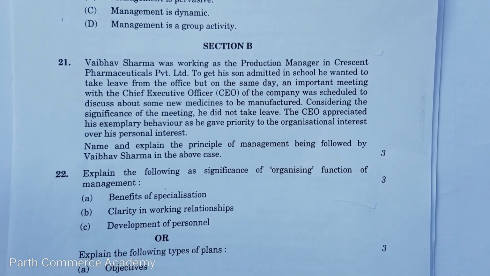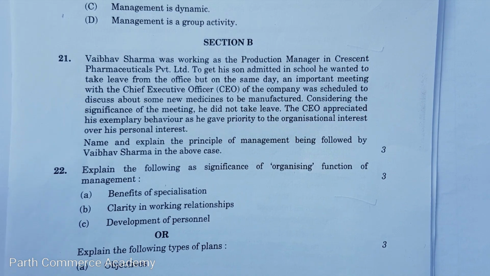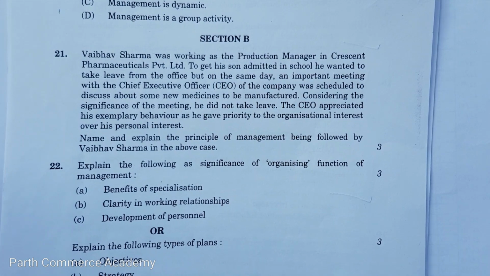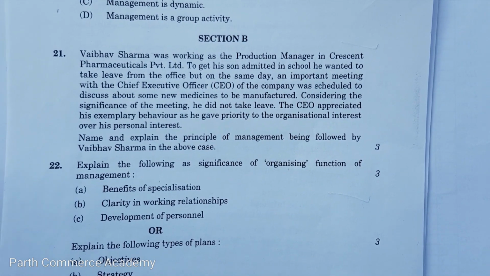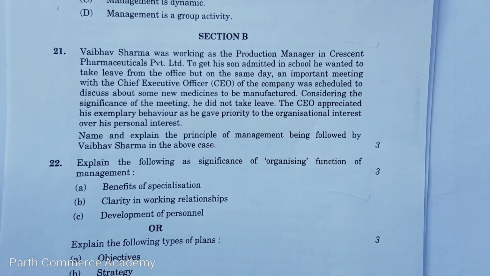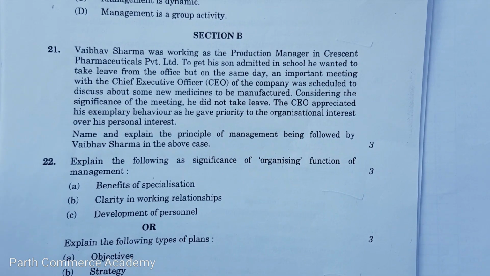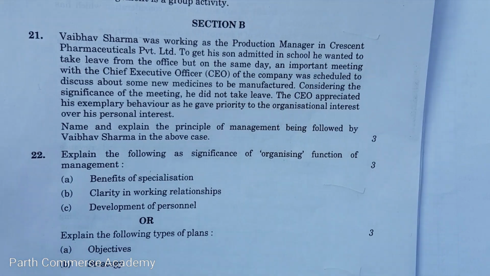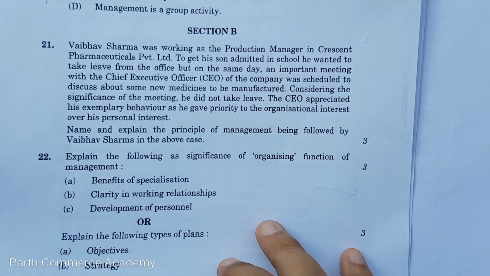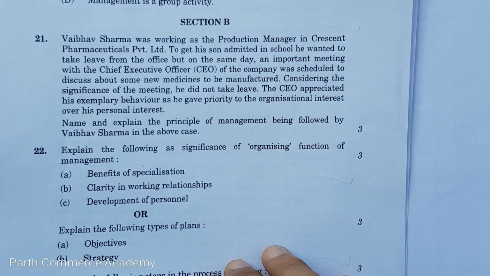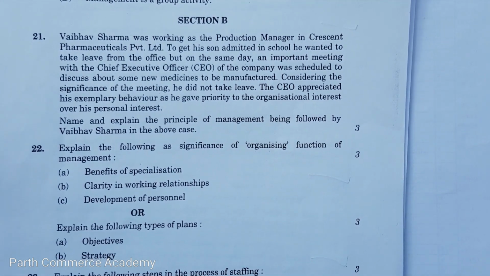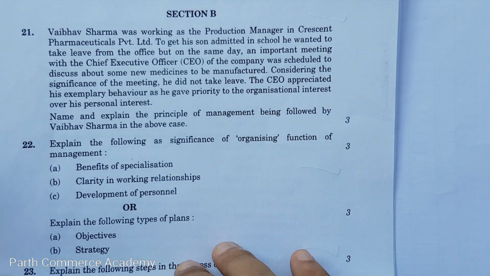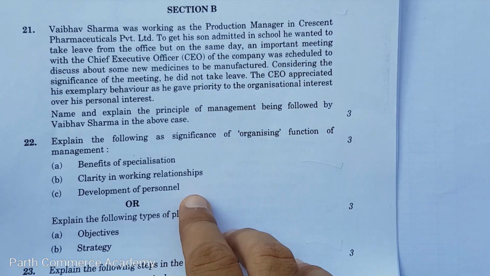Vaibhav Sharma was working as a production manager in Crescent Pharmaceutical Private Limited. To get his son admitted in school, he wanted to take leave from the office, but on the same day an important meeting with the CEO of the company was scheduled to discuss some new medicines to be manufactured. Considering the significance of the meeting, he did not take leave, and the CEO appreciated his exemplary behavior as he gave the priority to organizational interest over his personal interest.